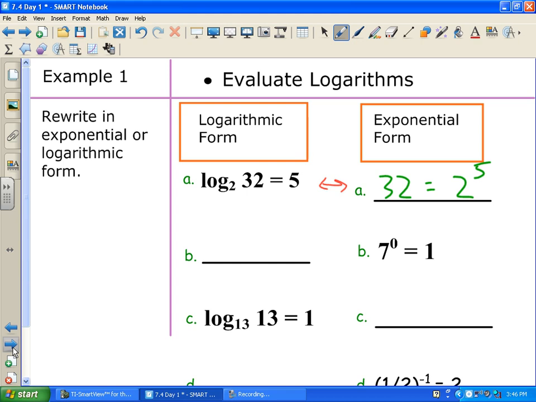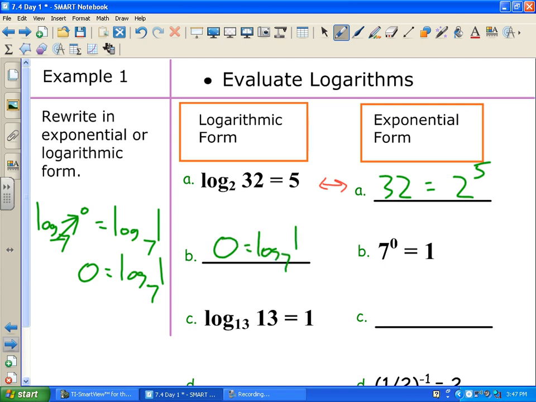I'm going to write it over here because I need more room. 7 to the 0 equals 1. I will introduce a log base 7 to both sides of the equation because I want to get rid of the base. Bases and logs undo each other. There's my giant 1, or my identity. So 0 equals log base 7 of 1. Again, these two things say the exact same thing. They're just in different forms.